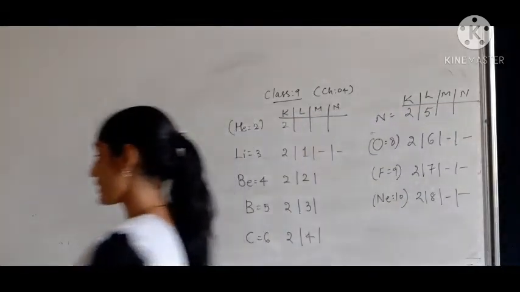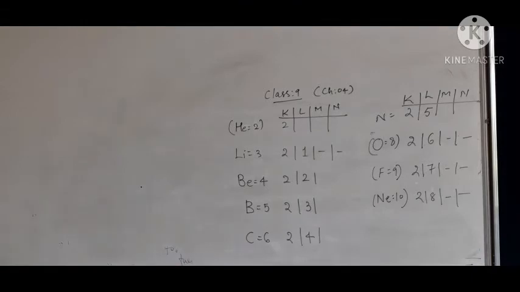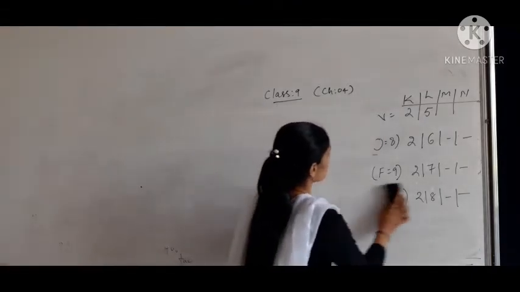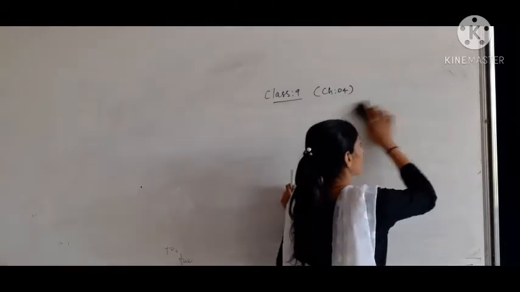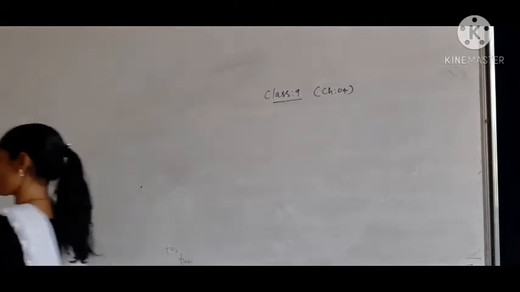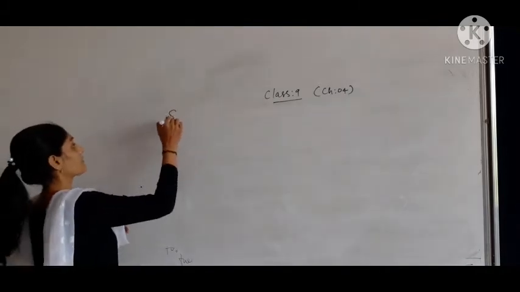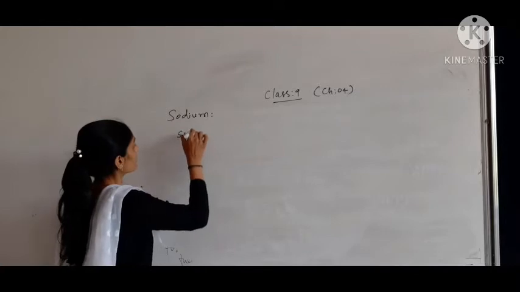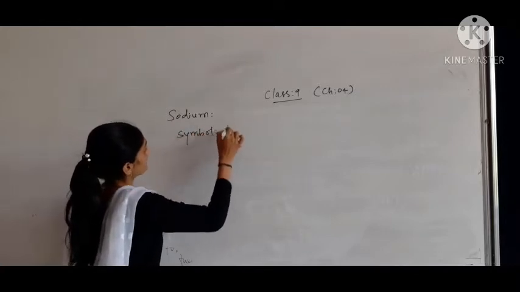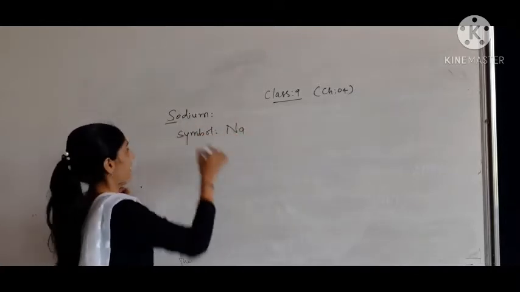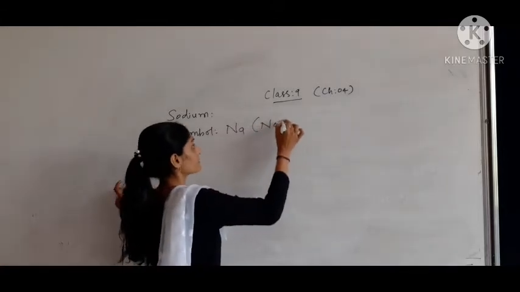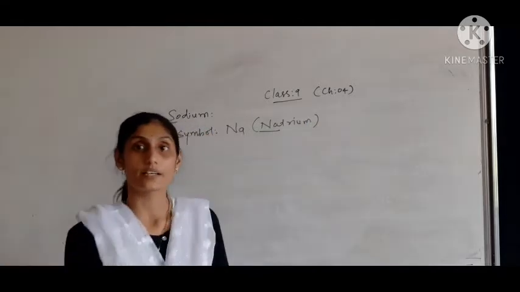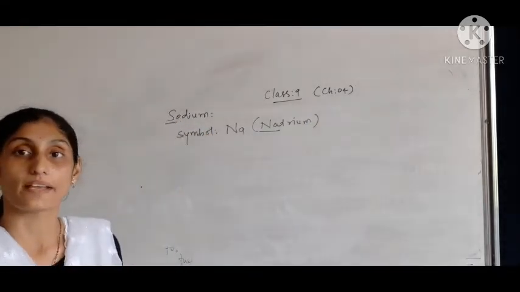So now today we are starting with the next element. We have to learn about 20 elements. The next element after neon is sodium. So we will talk about sodium. Sodium has symbol Na. Why does it not have symbol S? Because it is taken from the Latin word natrium. So the symbol of sodium is Na.